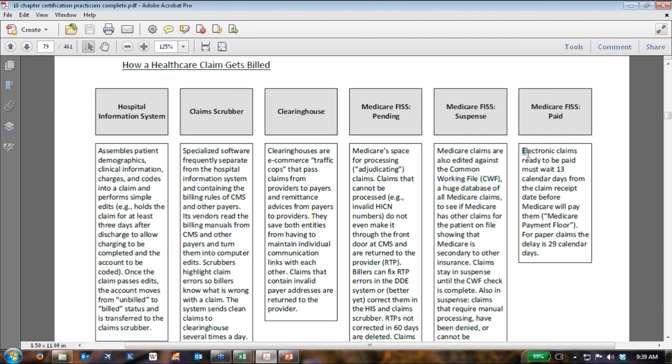And then claims that are submitted electronically get paid very, very quickly. You see, there's an incentive to bill electronically. You get paid in 13 days rather than in 29 days. So this is very specific information. Many of us know this kind of sort of, but I think it's very useful to be very, very precise about what exactly happens and what these things are called and how they work. So that's a deep dive into another area.